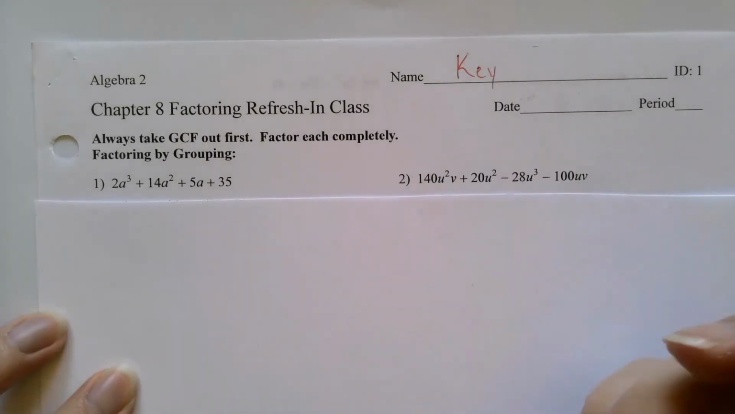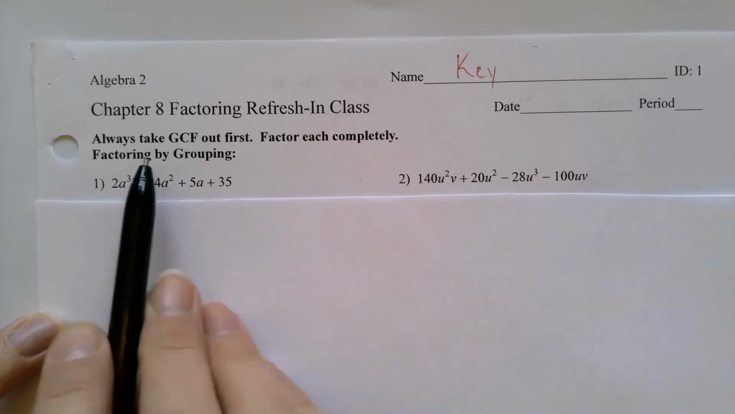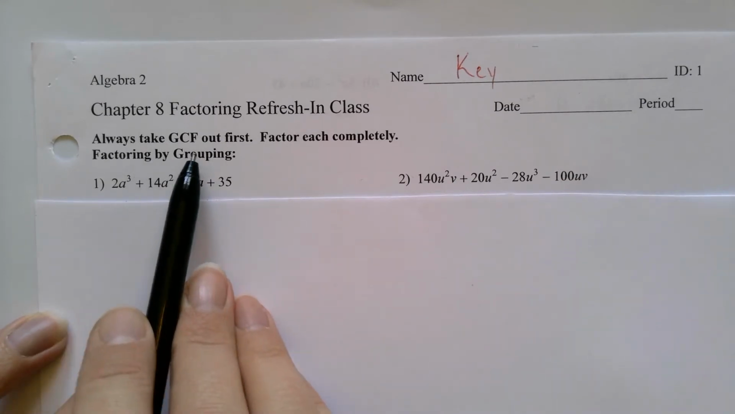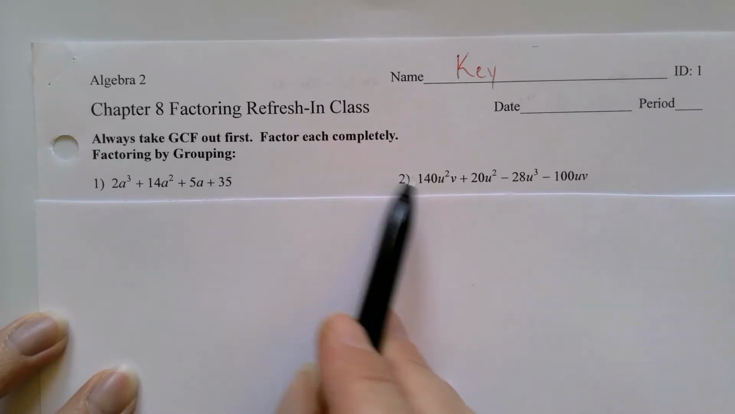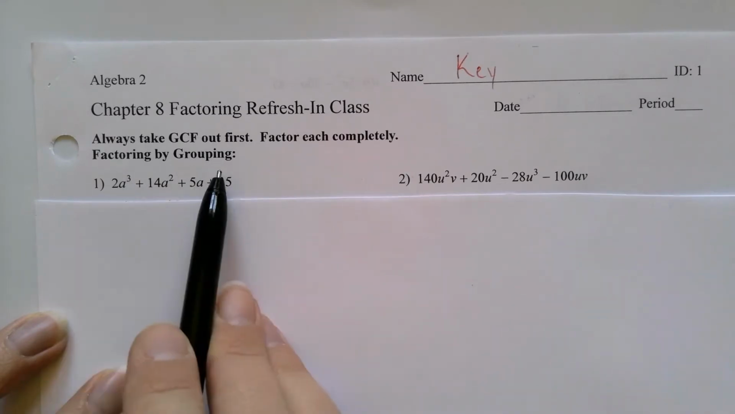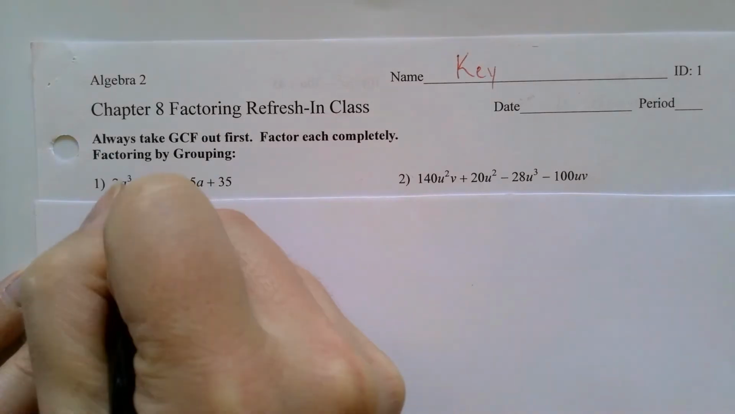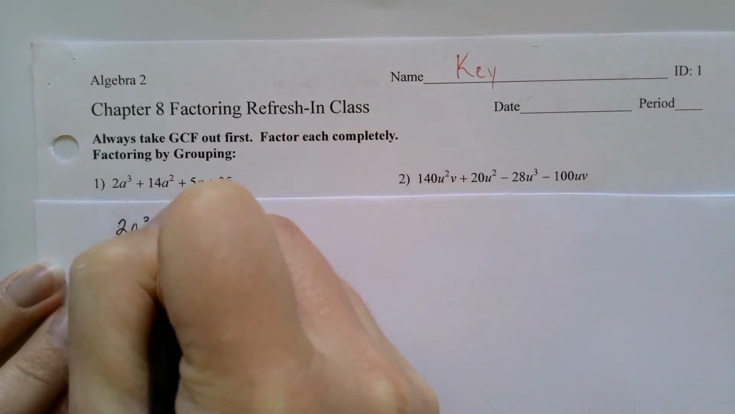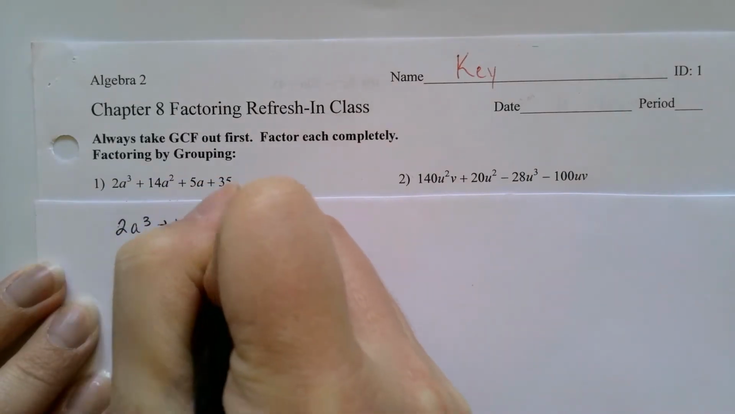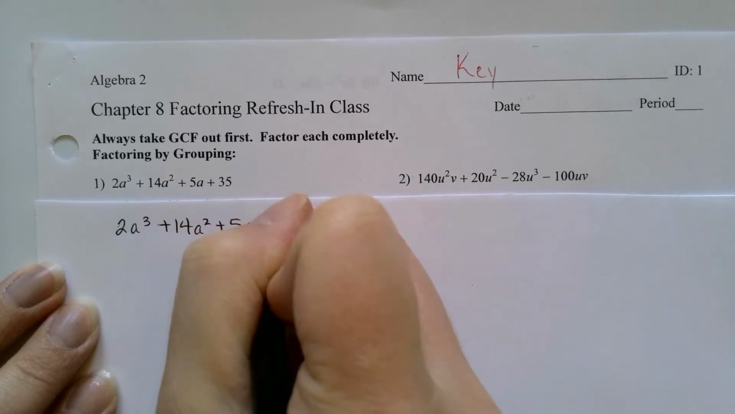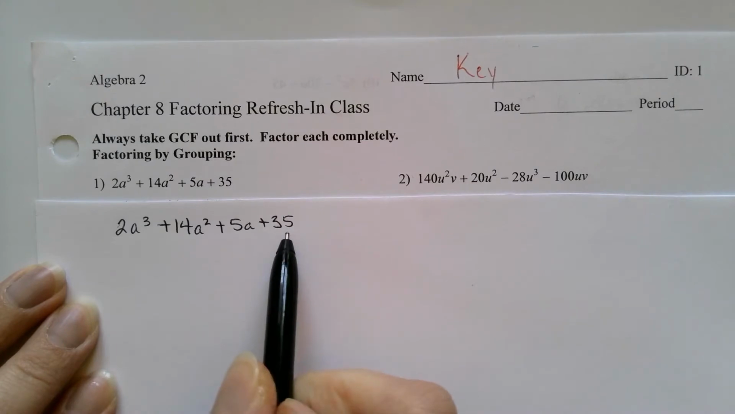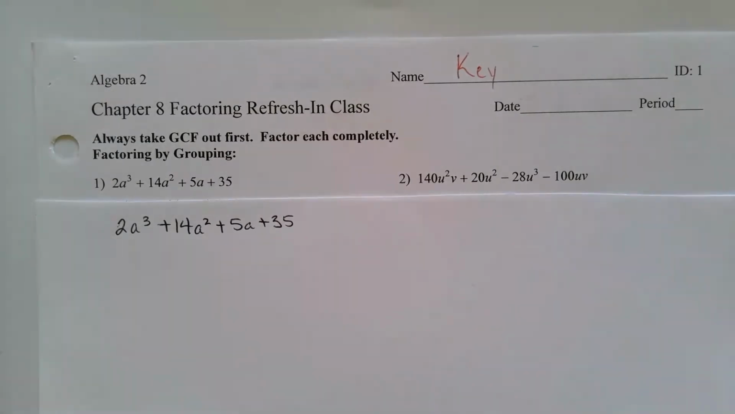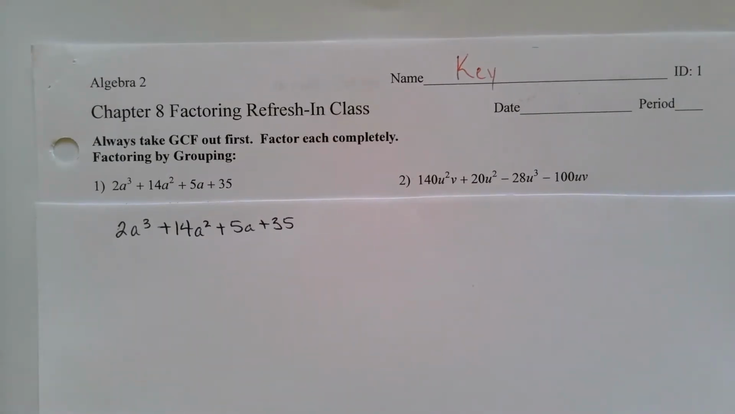So here we go. We're going to take a look at factoring. I have a couple rules here: we always want to take out the GCF first, the greatest common factor. We want to factor each completely. So the first set of problems we have are factoring by grouping. I'm going to take a second and rewrite this problem. I'm always looking for a GCF, so I look at all four terms, and there is not a GCF for all four terms. So the next thing I'm going to do is factor by grouping.